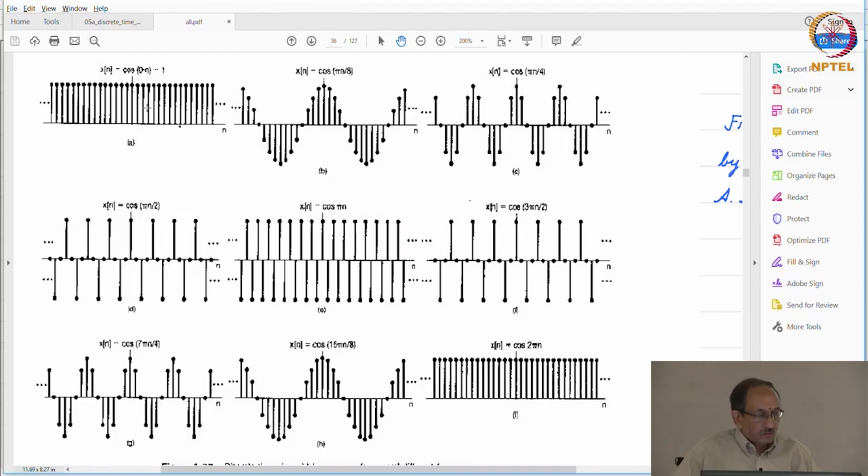So, this is a simple example that illustrates the fact that as you increase omega naught, the rapidity does indeed increase, but unlike in the continuous time case, it reaches a highest frequency of oscillation, and then the signal starts to slow down and then comes back to the DC sequence when omega naught equals 2 pi.